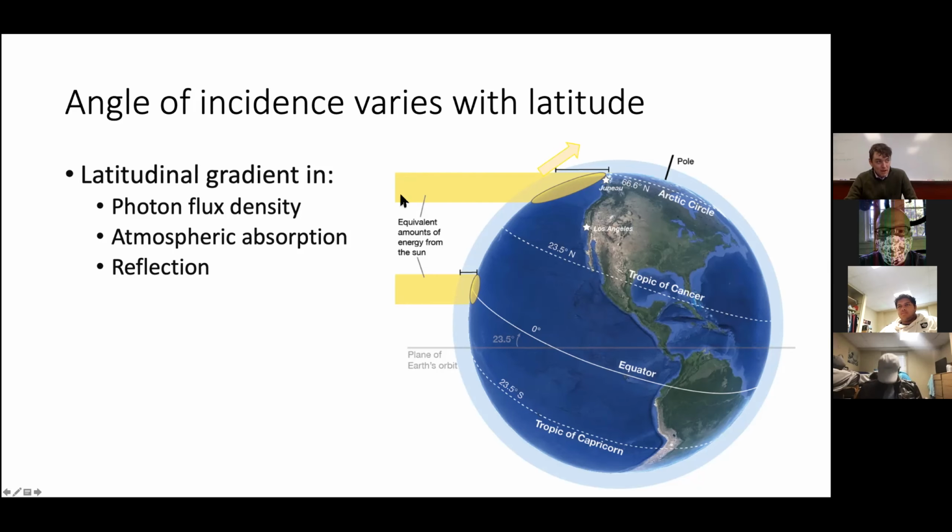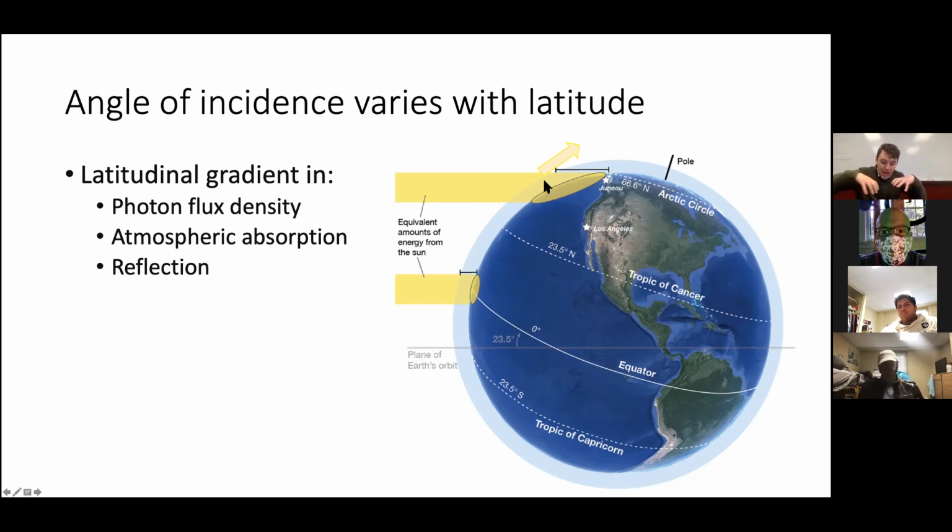this same amount of incoming solar radiation is spread out over a larger area as it intercepts the Earth at a shallower angle. So the angle of this yellow bar here to the Earth is almost 90 degrees, but up here, it's a much shallower angle. So that sunlight, because of that shallower angle of incidence, is spread out over a larger area. In addition to being spread out over a larger area, it has to travel through more atmosphere.